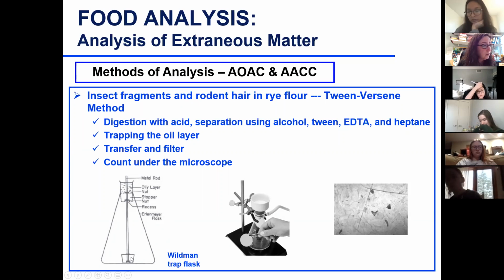You use a kind of stopper that you lift up, and then you trap the oil in the upper neck, and you transfer and filter using a Buchner funnel with a filter paper, and you just count under the microscope. Remember that insect fragments and rodent hair are light, so they're light filth. They are lipophilic, so they like the oil. So they will be in the oil phase.